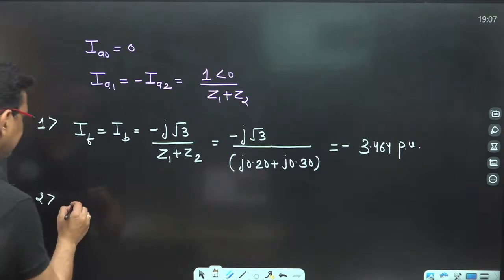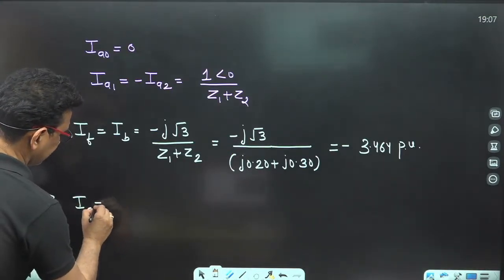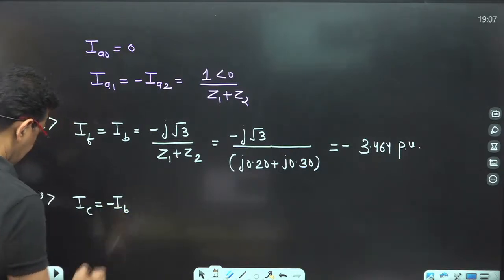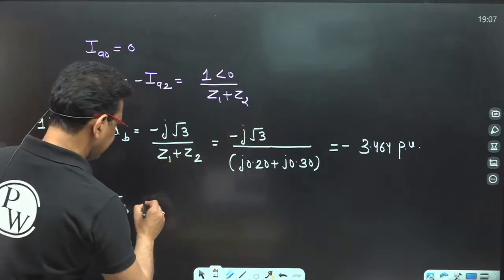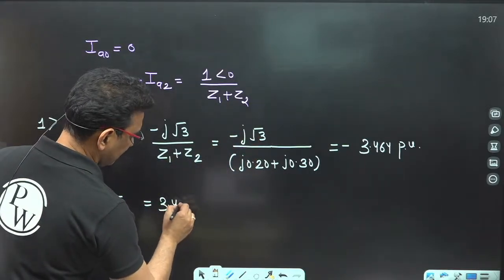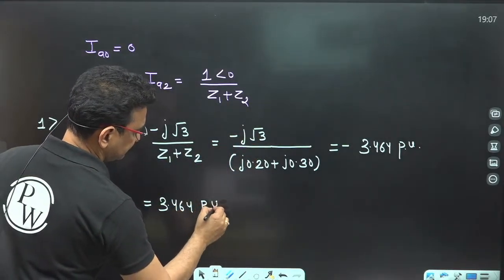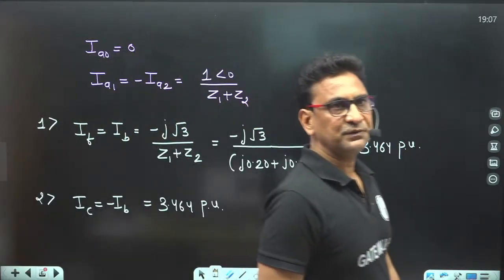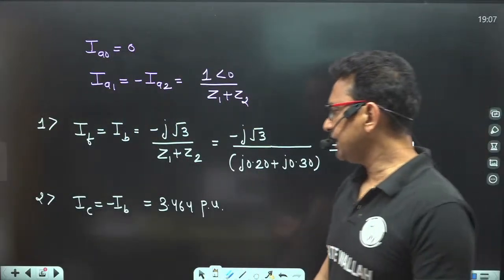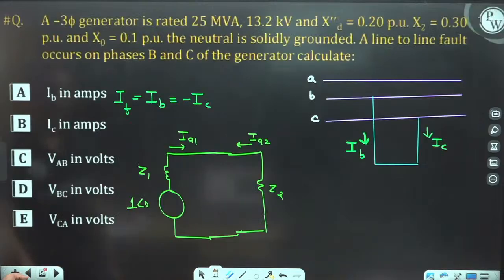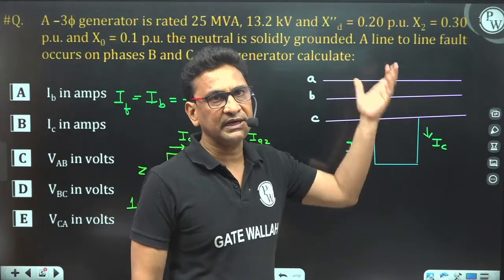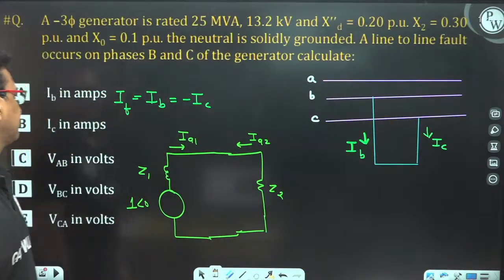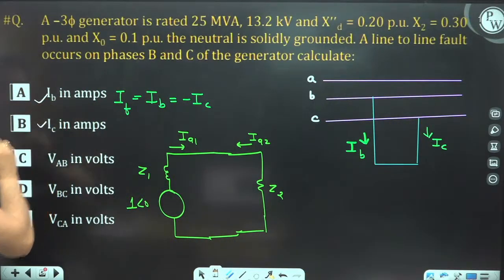So the second part: IC is nothing but the minus IB. IC and IB are the same here, so negative means the negative of this one, that becomes 3.464 pu. So in this way you can find out the value of IB and IC. If somebody asks you the value of IA current, because the fault is occurring in the B and C phase only, the IA current will be equivalent to 0 only. Clear?